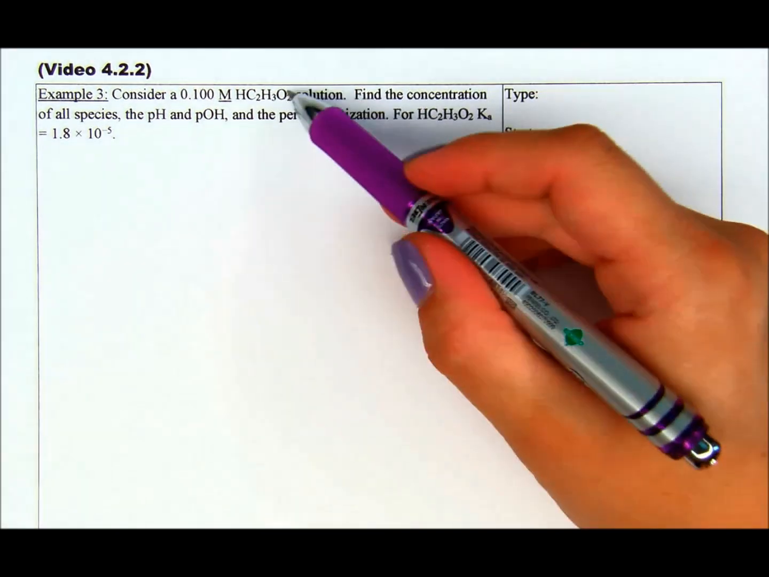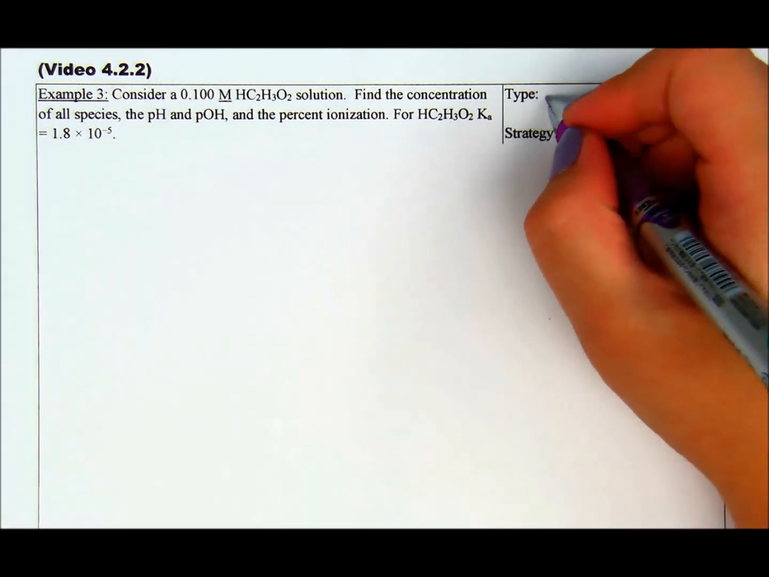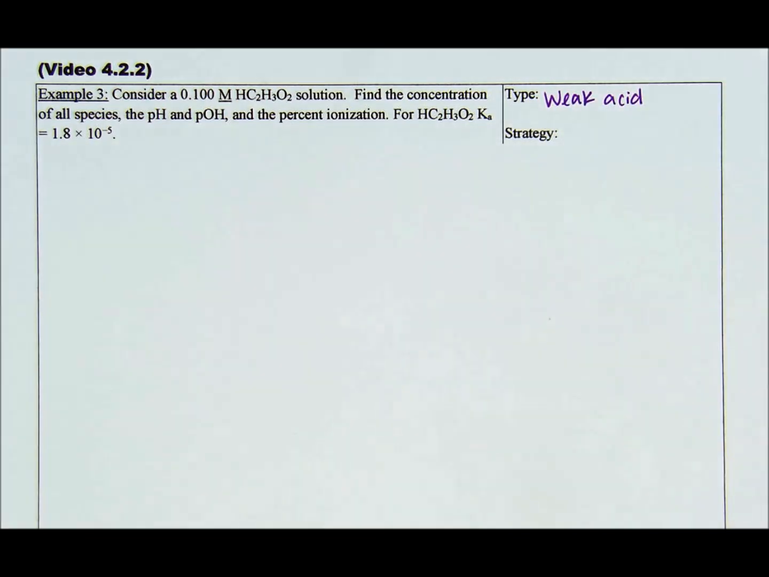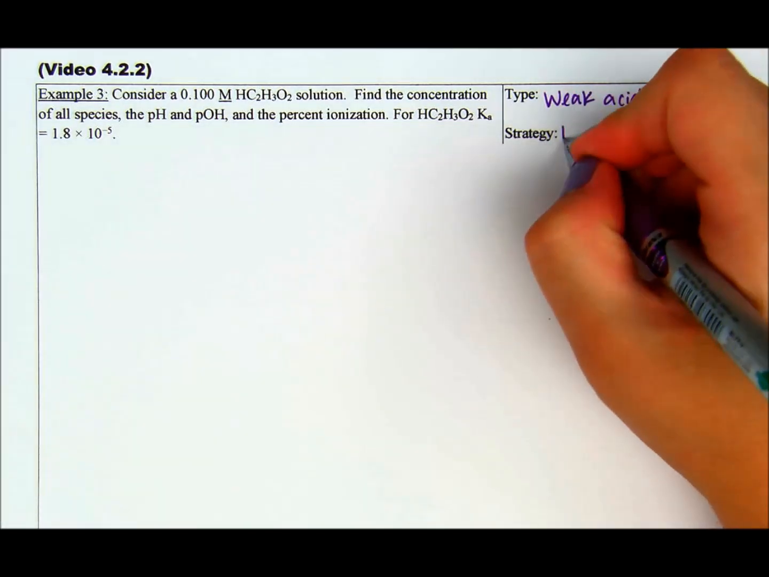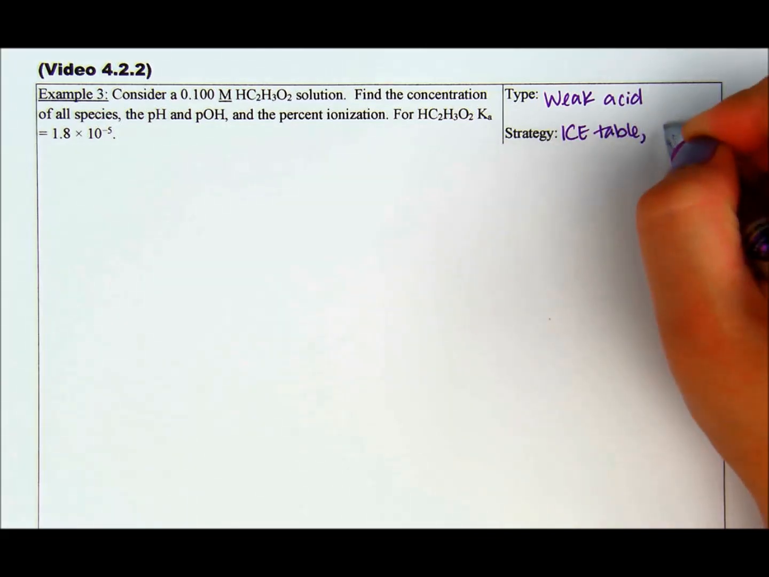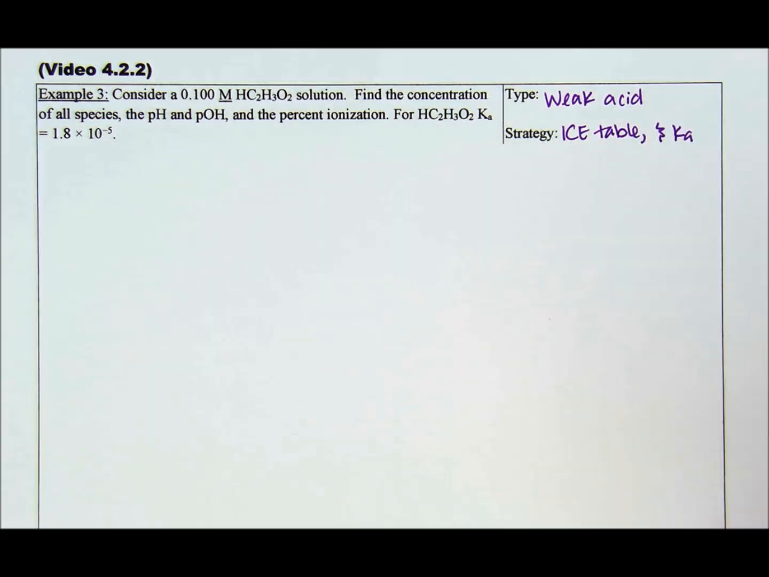So, knowing that this is vinegar, you know this is a weak acid. Acetic acid is a weak acid. And so just like our Ksp that we did before, we're going to be using an ice table. So you're going to use an ice table and your Ka equation. So Ka equals blah, blah, blah. And then we'll see that when we get there.